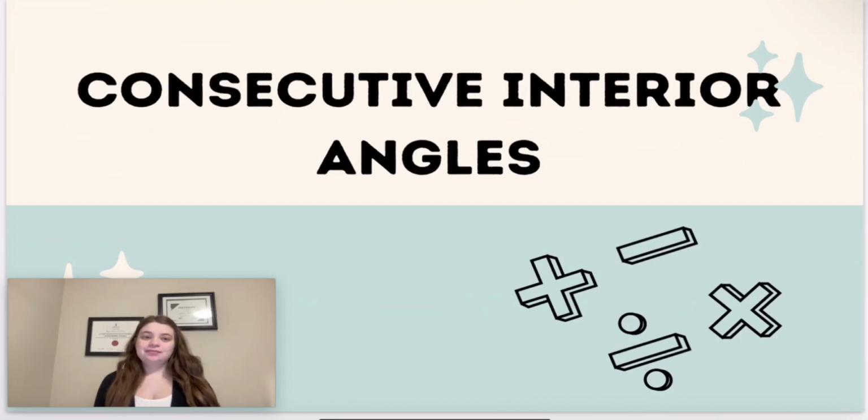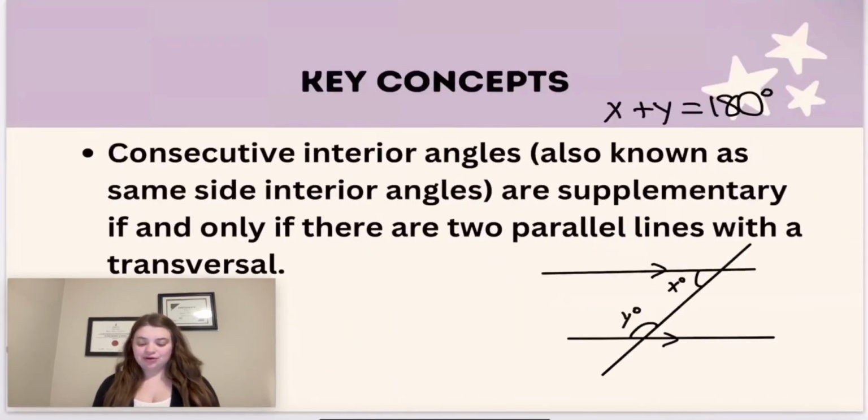Welcome back, everyone. Today we're going to be talking about consecutive interior angles, also known as same side interior angles in some textbooks as well. So, consecutive interior angles, also known as same side interior angles, are supplementary if and only if there are two parallel lines with the transversal. And so, in this case, the key thing is that these two lines must be parallel.